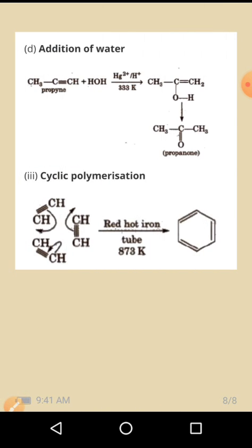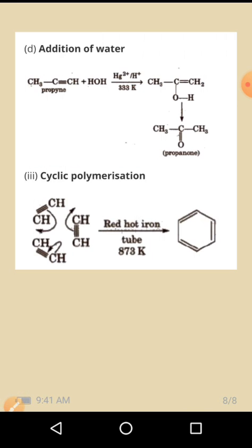Next one, addition of water. Like alkanes and alkenes, alkynes are also immiscible and do not react with water. However, one molecule of water adds to alkynes on warming with mercuric sulfate and dilute sulfuric acid, and it will form a carbonyl compound.